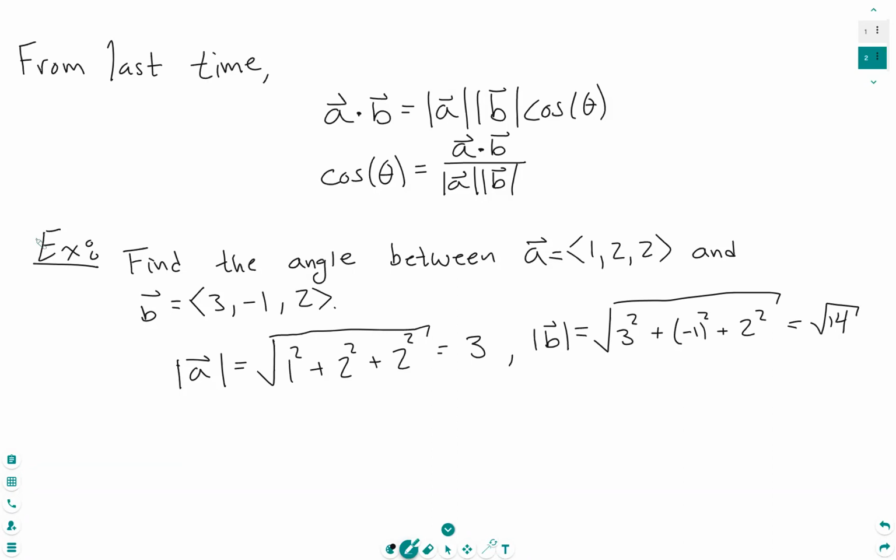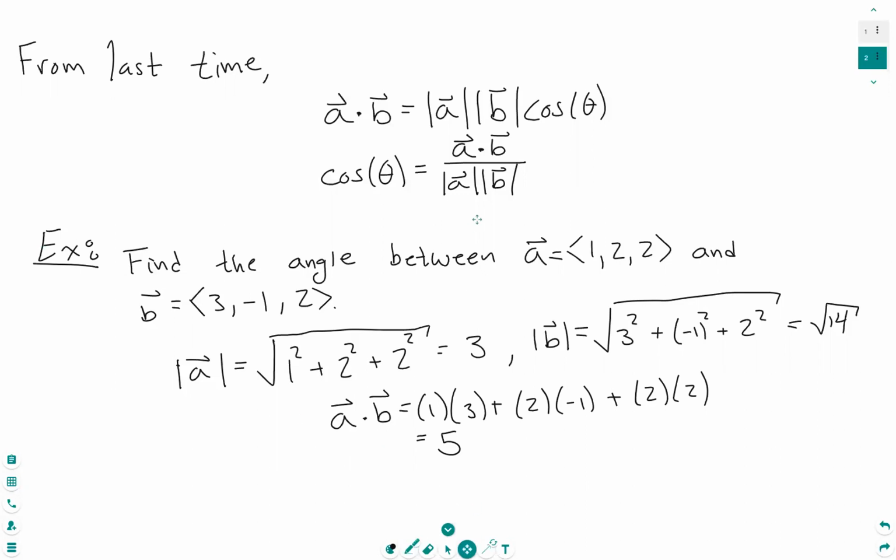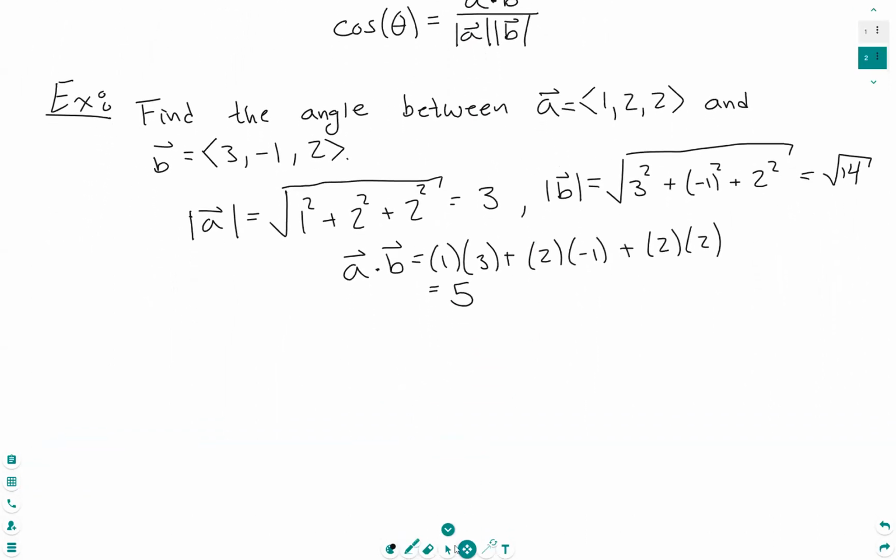Okay, and we need one last thing. We need the dot product of A and B. Well, we can use the alternate definition for calculating the dot product. So we do the multiplication component-wise and add up those multiplications. We get the first element times the second element, so 1 times 3, plus 2 times -1, plus 2 times 2. And here we just get 5. Okay, so now this is everything that we're going to need to calculate this right-hand side.